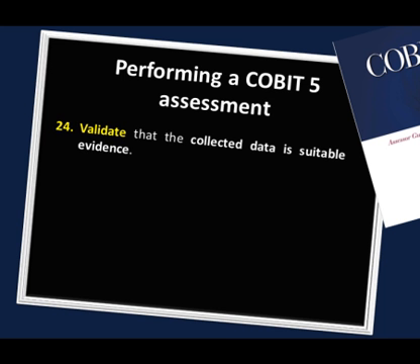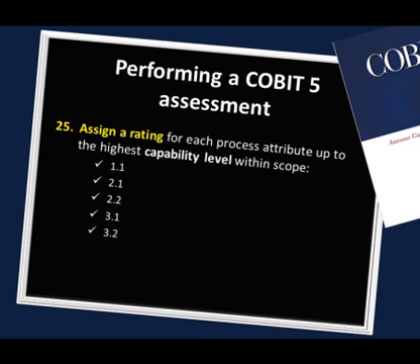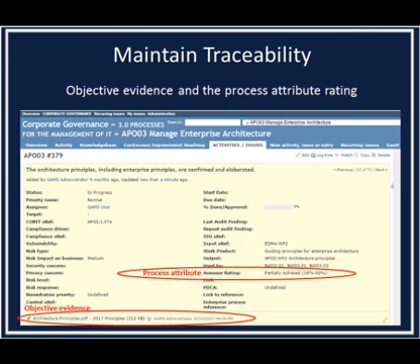Validate that the collected data is suitable evidence. Review the collected evidence. Make notes requesting clarification if required from the process owners and process participants. Assign a rating for each process attribute up to the highest capability level within scope. Maintain traceability between the objective evidence and the process attribute rating assigned. Here the objective evidence is associated with the process attribute.